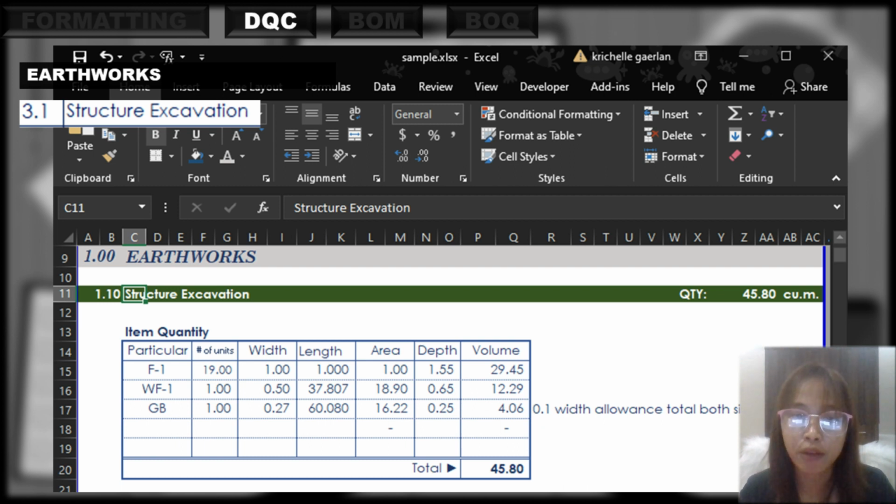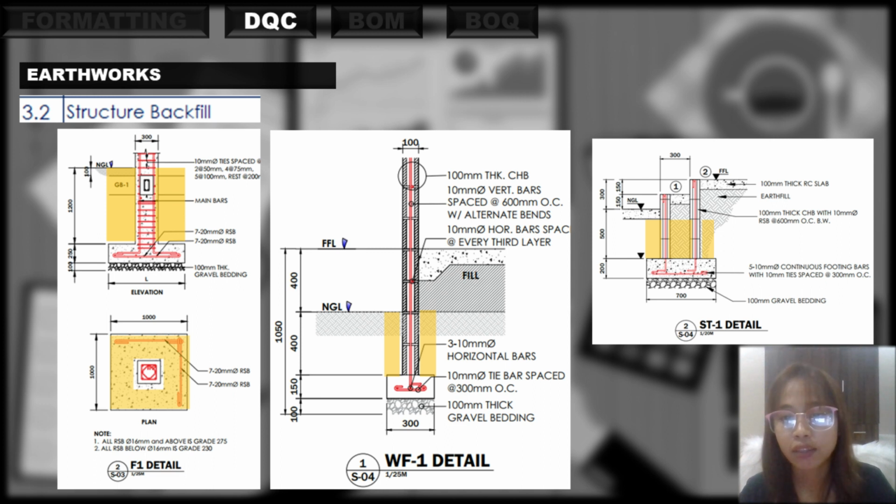For the structural backfill, we just deduct the part of the structure from the excavated part and consider only the spaces needed to be filled for the purpose of stability. This is what it looks like in our spreadsheet.